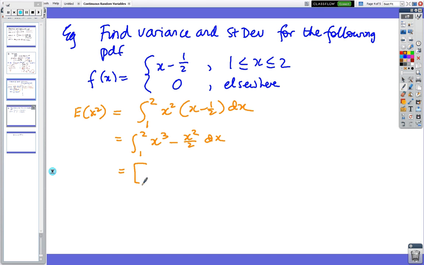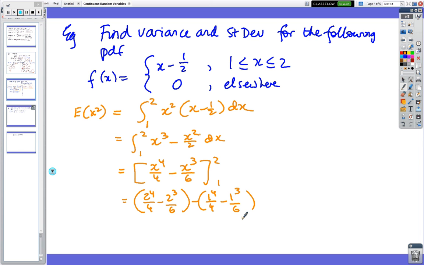So now we can integrate. So we've got x to the 4 on 4 minus x cubed over 6. Okay, when you add 1 to the power and you're going to multiply by that, gives you 6. 2 to 1. So now we put the numbers in. So 2 to the 4 over 4 minus 2 cubed over 6 minus 1 to the 4 over 4 minus 1 cubed over 6. So now just use your calculator.